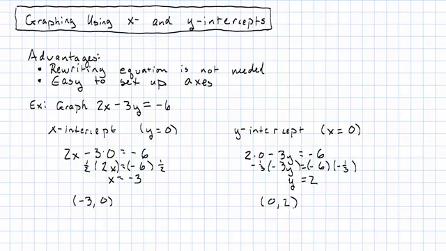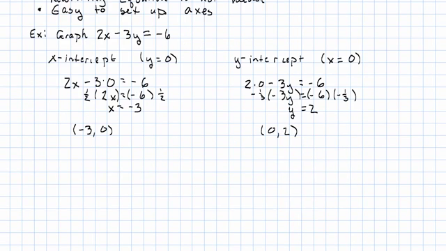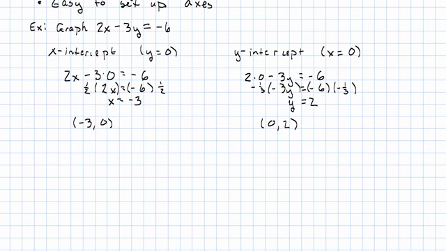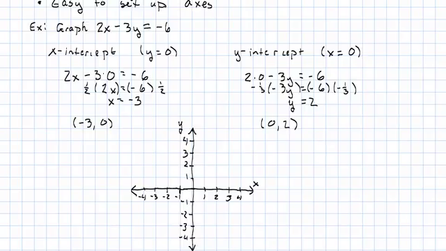Now we can set up our axes, and we'll be good as long as x goes out to negative 3 and y goes up to positive 2. So perhaps something like this. You'll notice that I went further than I had to on each axis. That's because my numbers were all fairly small. I'm going to plot my x-intercept, plot my y-intercept, and then draw the line that connects them. And there we go. That's my line.